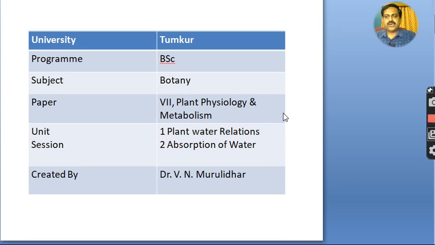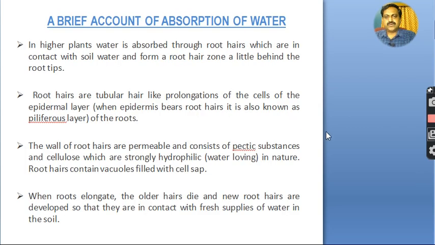Students, you are aware of the fact that water is absorbed by the plants, by the root system in higher plants. In lower plants, the general surface of the body acts as the absorbing organ. In higher plants, water is absorbed through the root hairs, which are in contact with the soil water and form a root hair zone a little behind the root tips.